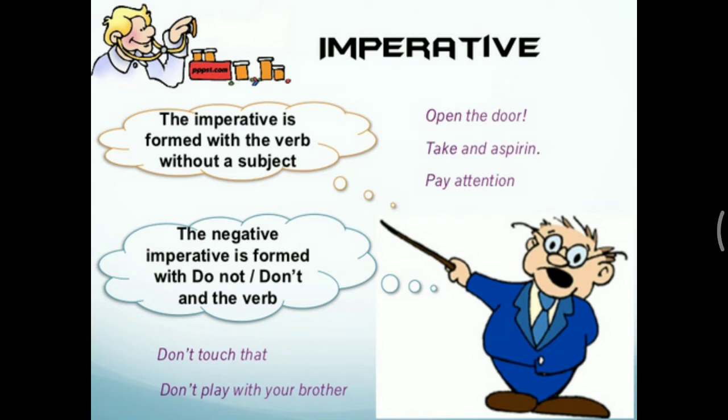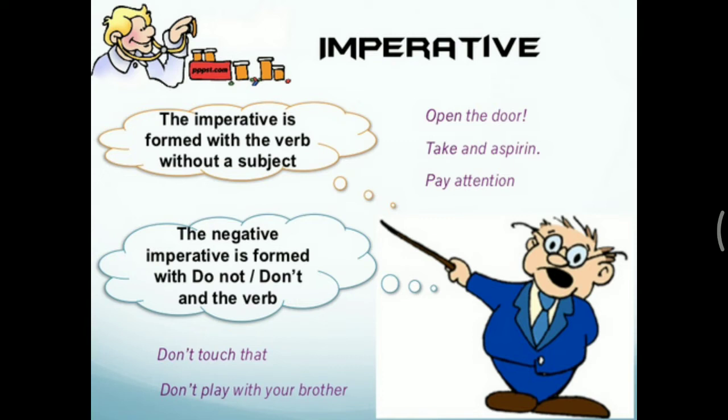Kemudian kata suruhan bentuk negatif dimulai dengan kata don't, kemudian diikuti kata kerja, yang artinya jangan. Don't touch that. Jangan menyentuh itu. Don't play with your brother. Jangan bermain dengan saudaramu. That's about imperative, kalimat suruhan, like open the door, take an aspirin, pay attention, don't touch that, don't play with your brother.